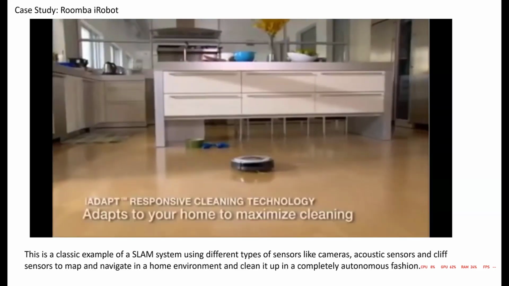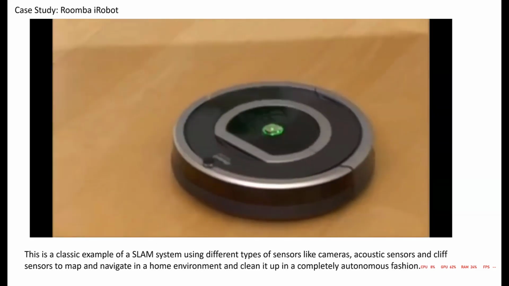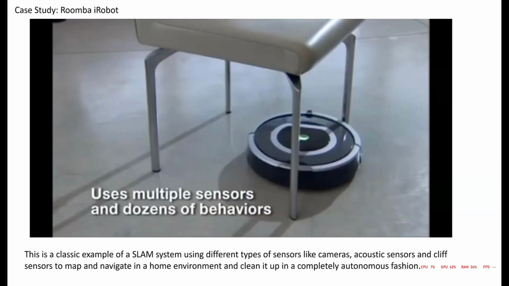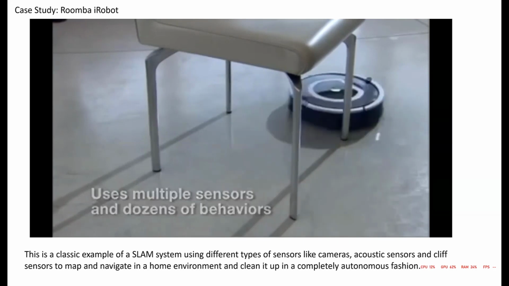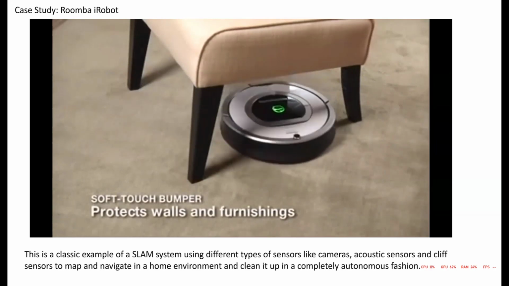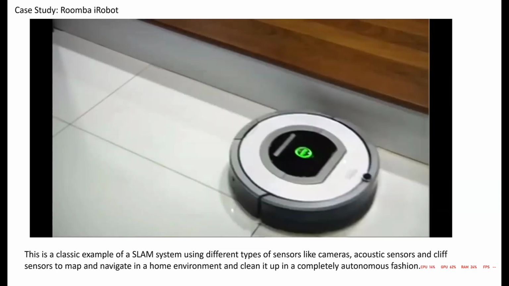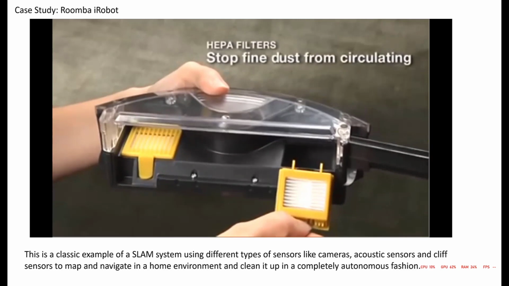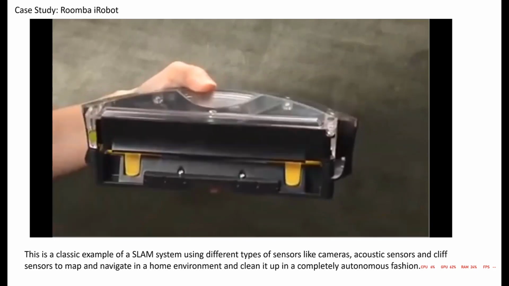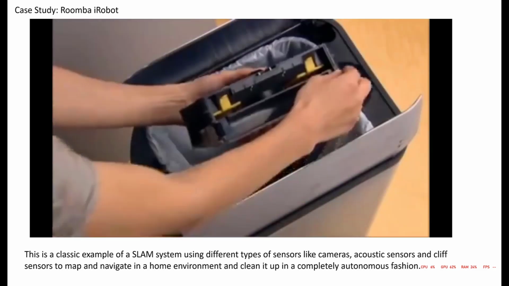Roomba maximizes cleaning by adapting to your unique household environment. Roomba's eye-adapt responsive cleaning technology monitors the environment more than 60 times per second, using multiple sensors and dozens of behaviors to clean your home. Roomba's soft touch bumper provides a cushion between the robot and the objects it touches while cleaning, protecting your walls, furniture, and other household items from scratches and marks. Roomba's 2 HEPA filters capture fine dust particles, minimizing dust recirculation. The robot's Aerovac 2 bin picks up and holds large quantities of hair, lint, and other debris, so it doesn't need to be emptied frequently.